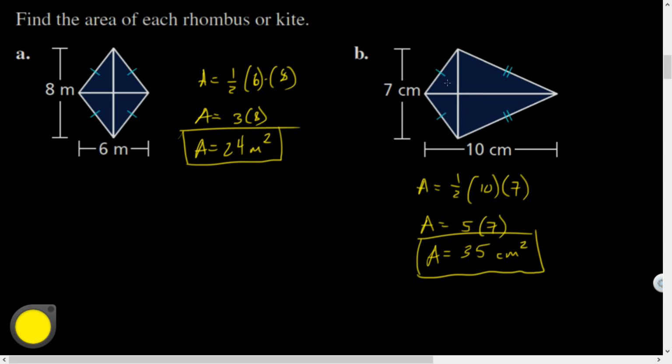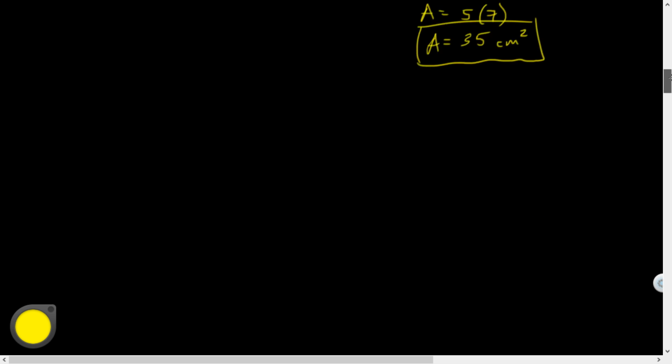Because the way these triangles work, the area of the top half triangle is still going to be half the base times the height, where this base is this diagonal, and this height is going to be half of that diagonal. So that behaves the same in both of those figures. Good question.